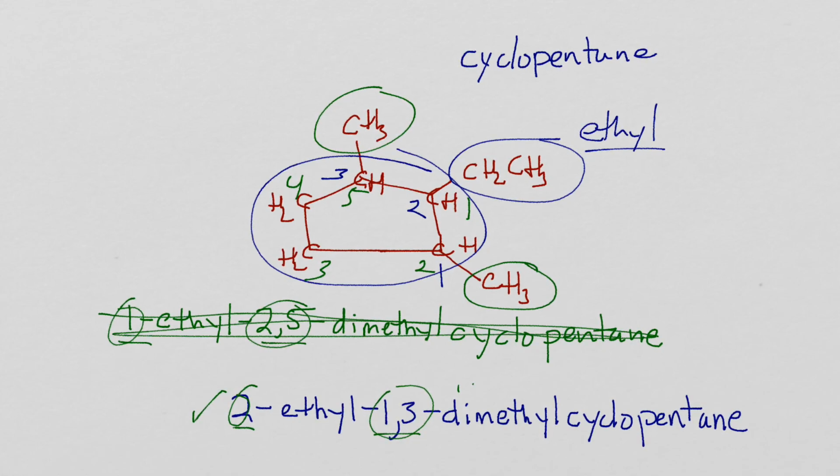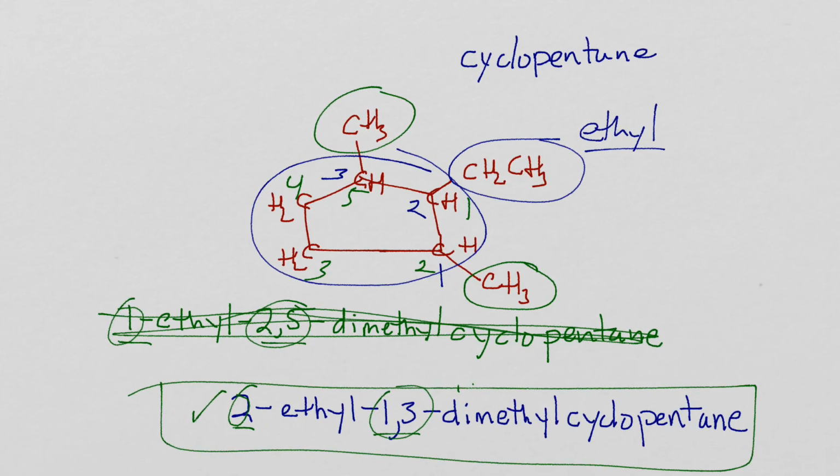So we wouldn't use this name, we'd use this name. Or to speak more generally, the name down here, 2-ethyl-1,3-dimethylcyclopentane, is IUPAC approved.